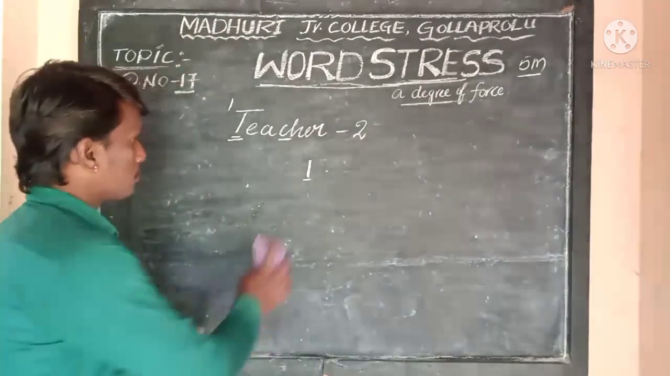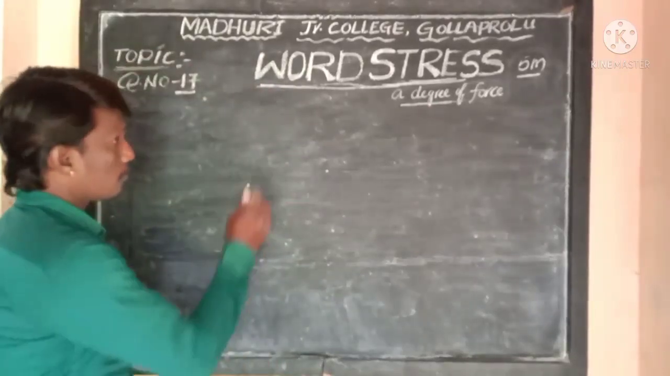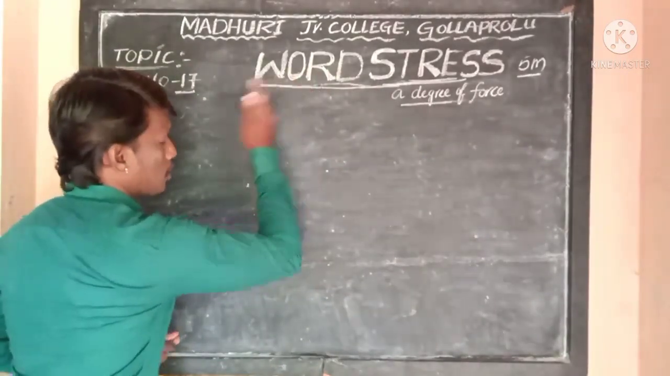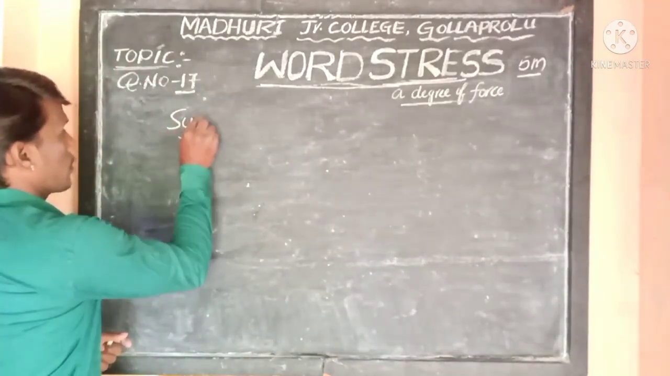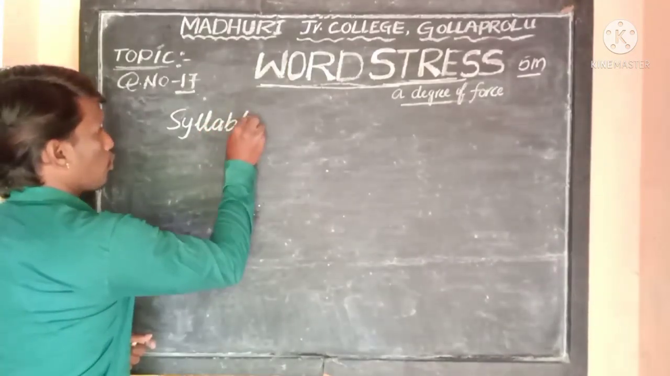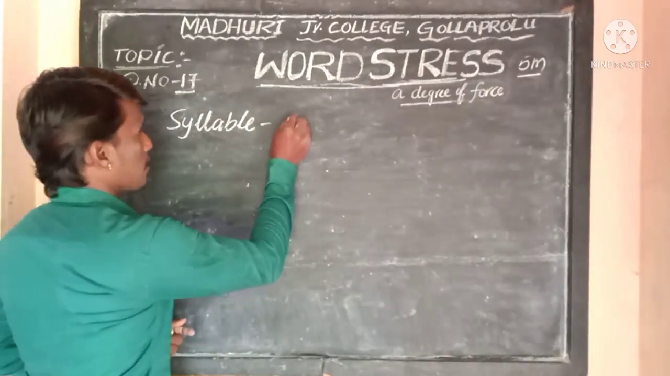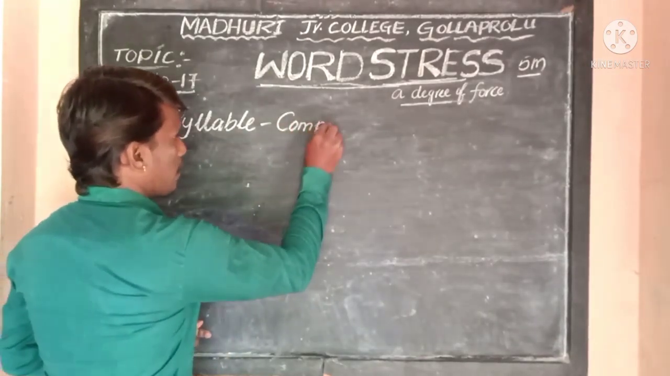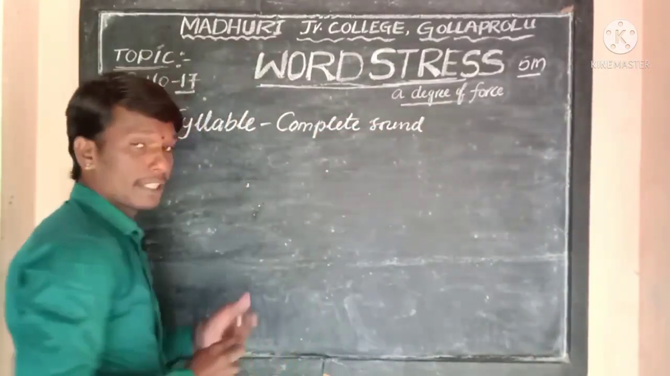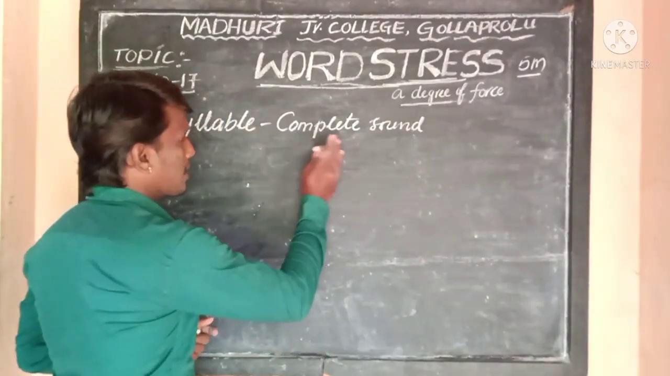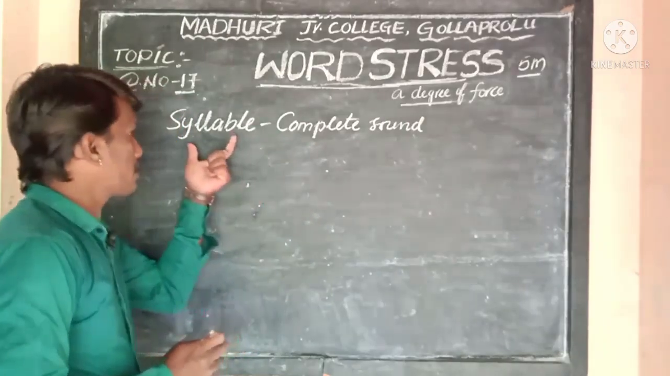Now see, if you want to identify stress on a particular word, you should have a thorough knowledge of syllables. What exactly is a syllable? A syllable is a complete sound, a complete sound which is formed by both consonant and vowel. Both consonant and vowel together make a syllable.